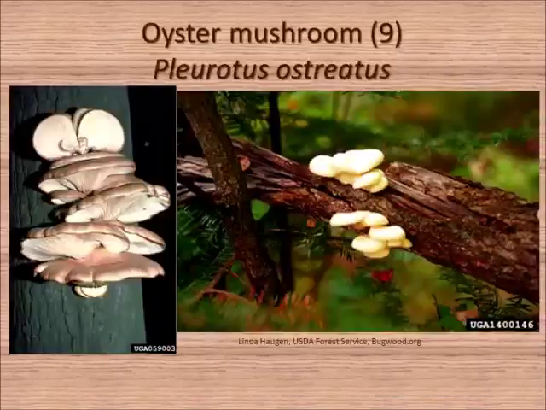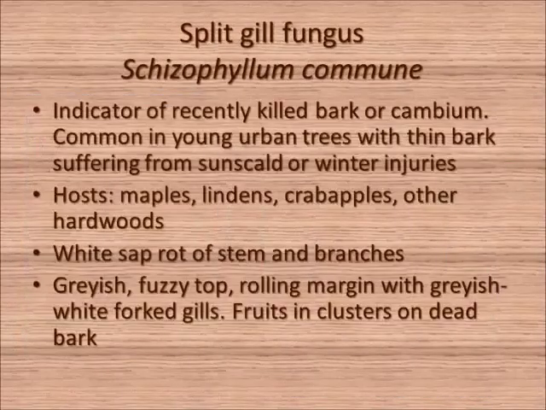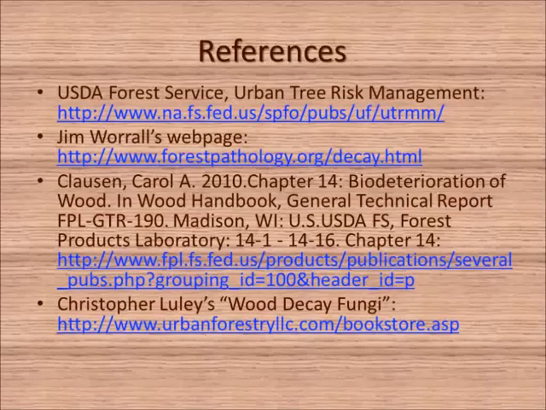So the last thing I wanted to provide you is the references that I used. The first reference is the Urban Tree Risk Management Manual by the Forest Service. You can get this online, and it talks about decay and other defects of urban trees. Then Jim Worrell's webpage is a very good resource for anything. It has a lesson on decay, but he also has lessons on other forest pathogens.